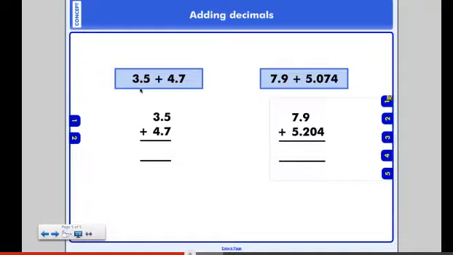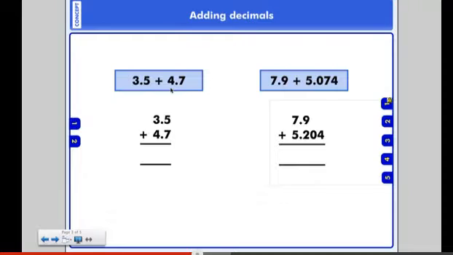I've got to follow my rules for rounding. So 3 and 5/10 would round up to 4 because anything 5 and higher tells me to round up. 4 and 7/10 would round up to 5. So I'm thinking in my head, 4 plus 5 equals 9. So my answer should be somewhere in the ballpark of 9.